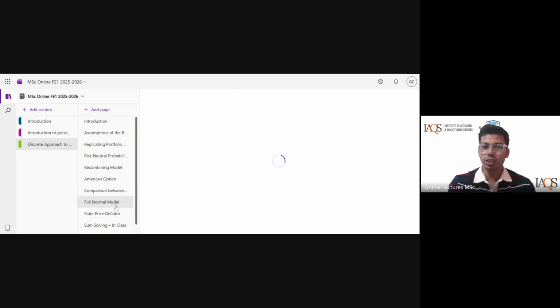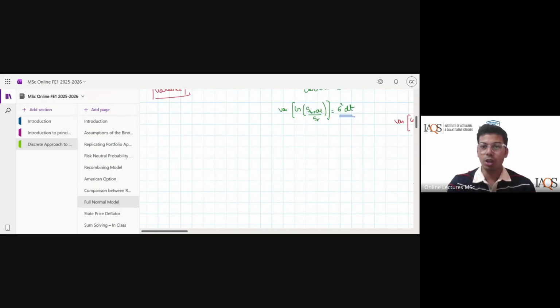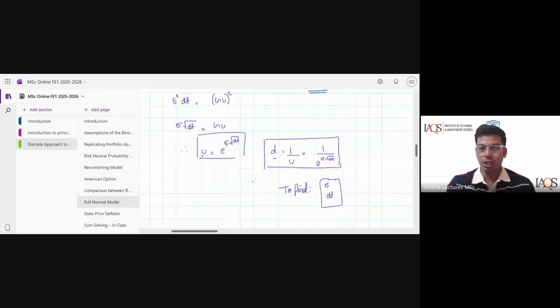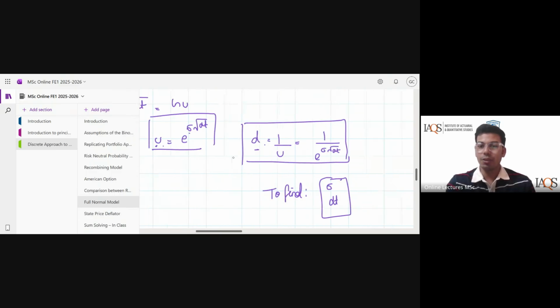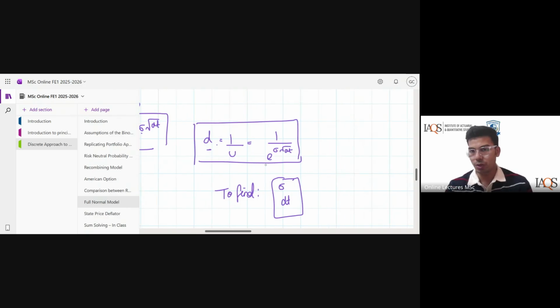And then finally, the equations of the Fourier normal model, or state price deflator, I'll do from start. But the equation of the normal model, wherein I equated the mean, I equated the variance, and I essentially come out to my equation u is equal to e raised to sigma root dt. And we had the assumption that d is equal to 1 by u. Hence, you have the equation of d as well.